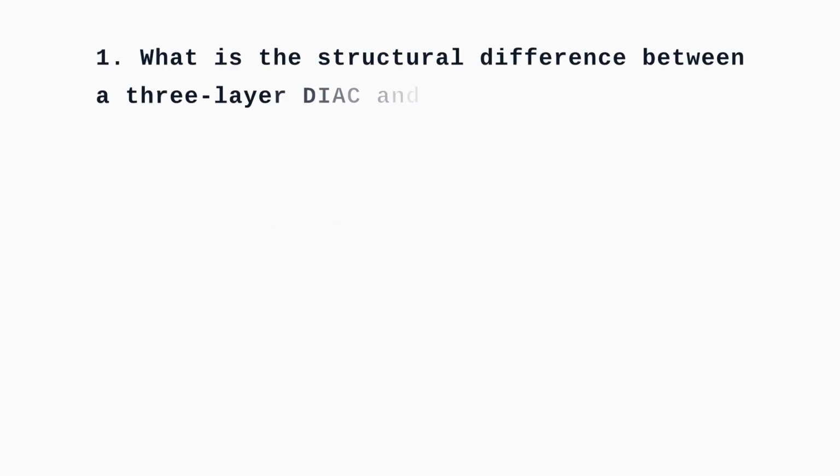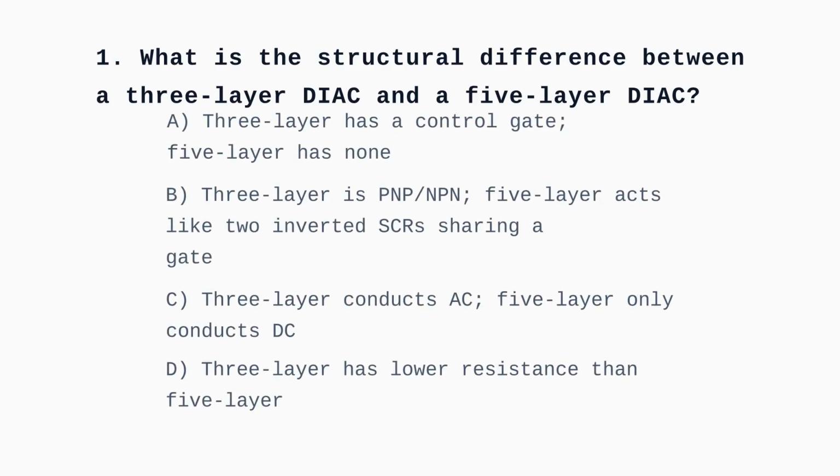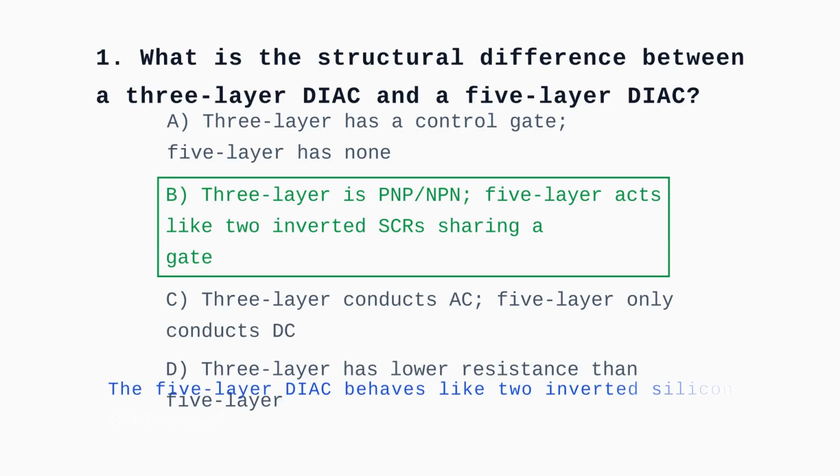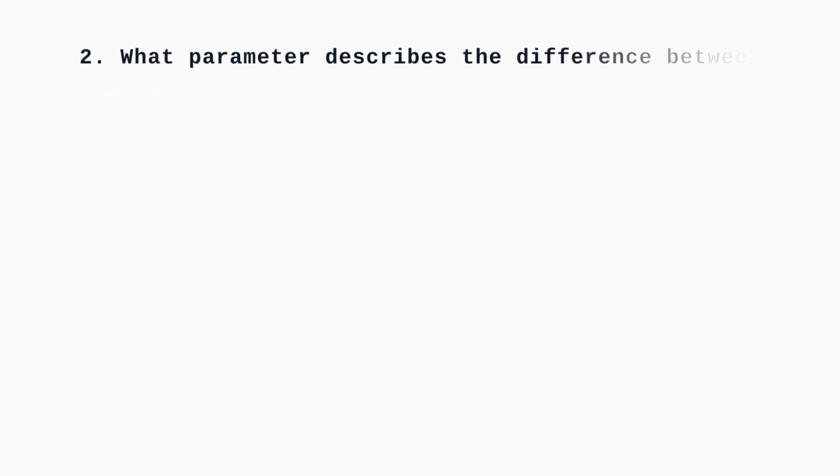Question 1. What is the structural difference between a 3-layer DIAC and a 5-layer DIAC? While a 3-layer DIAC resembles an open-base transistor, a 5-layer DIAC is structured like two inverse parallel silicon-controlled rectifiers sharing a common gate region.